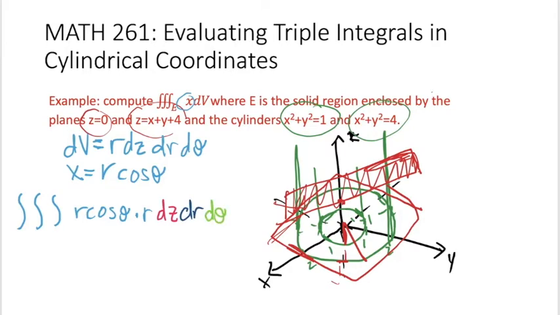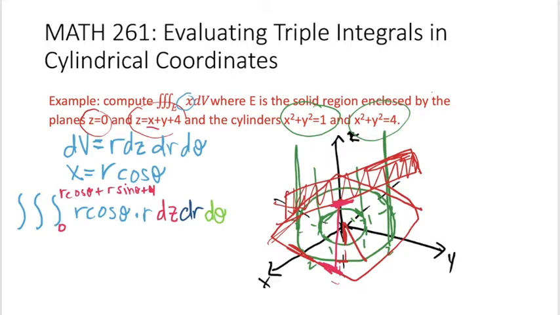So for dz, our z values, we're going from z equals 0, so this bottom plane here, all the way to this plane here. So we're going from z equals 0 to z equals x plus y plus 4, but we're working in cylindrical coordinates. So that means we're going from 0 to r cosine theta, since x is r cosine theta in cylindrical coordinates. y is r sine theta in cylindrical coordinates. And 4 is just going to remain 4.